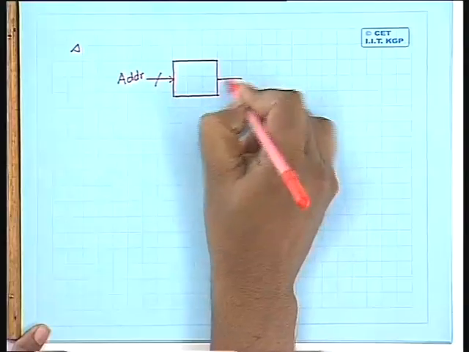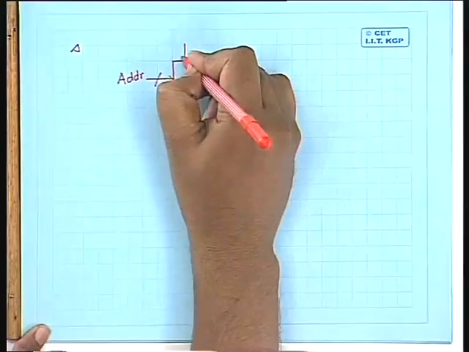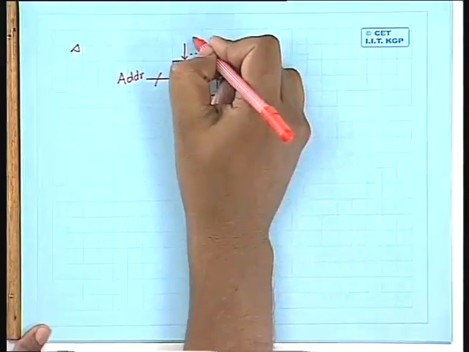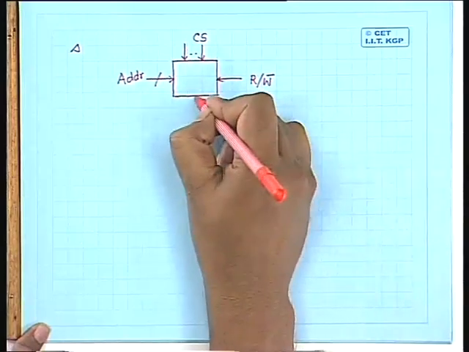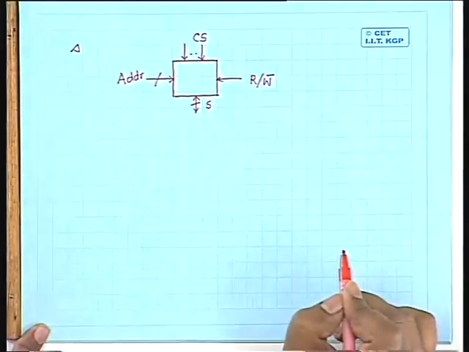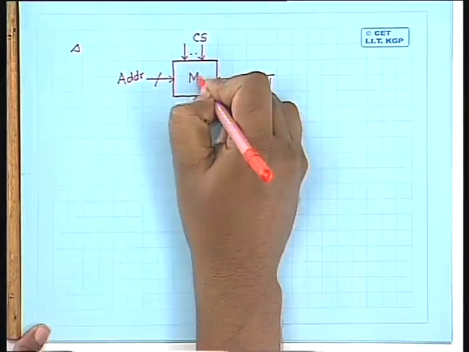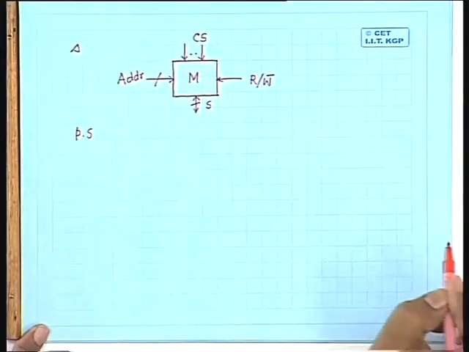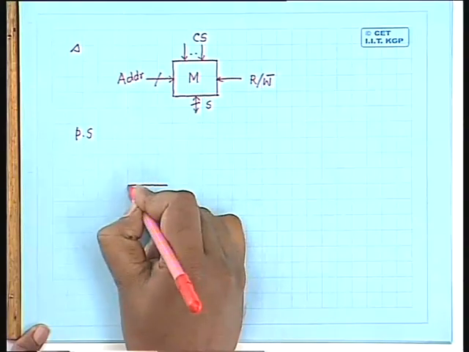Then I have to have a read write bar signal. It will have one or more chip select lines. In some chips I can have a single chip select line, in some other chips I can have multiple chip select lines. And I have to have a number of input output data lines, so that is S. So using such a type of memory chip, if I want to have P into S number of bits per location, then I have to connect P number of such chips in parallel.